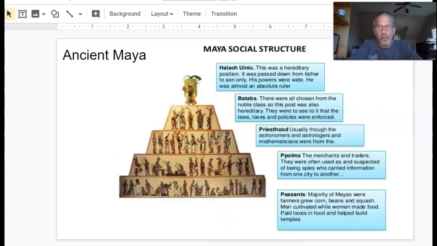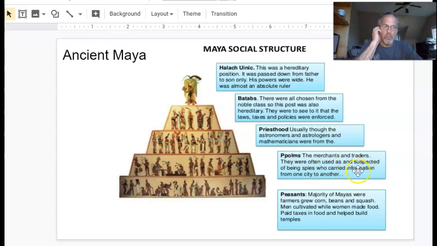All right. Mayan social structure, very religious here. So you've got the Halach Uinic. This was a hereditary position passed down from father to son only, sort of like the king. Batabs, these are all chosen from the noble class, so the post was also hereditary. They were to see to it that the laws, taxes, and policies were enforced. It's sort of like a bureaucracy. You had your priesthood under that, usually the astronomers, astrologers, and mathematicians were from this group.